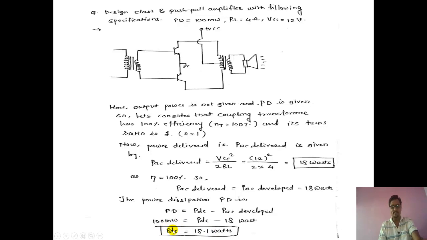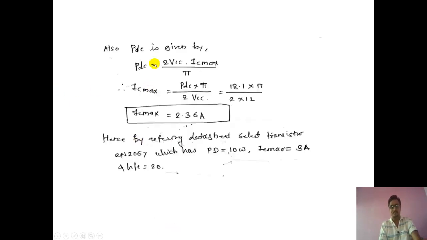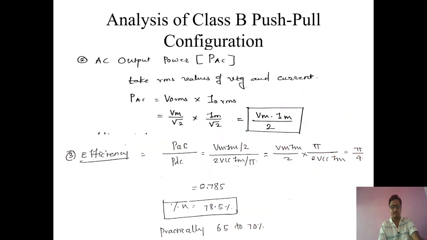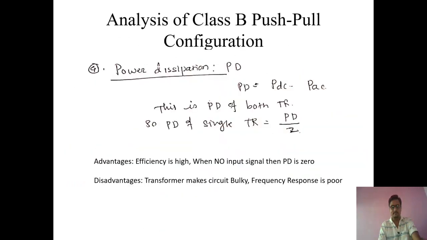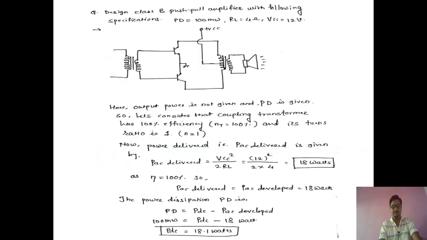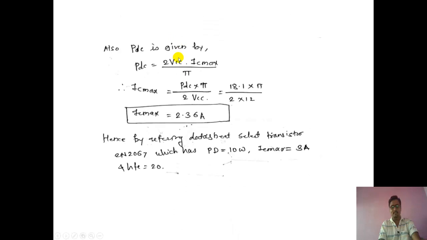What is the equation for PDC? Just check. The PDC equation is VCC multiplied by twice IM divided by pi. IM means IC max, the maximum collector current. You remember this for class B analysis and design. Okay, I'll show you. See, PDC is equal to VCC multiplied by twice IM divided by pi. I am writing IC max.